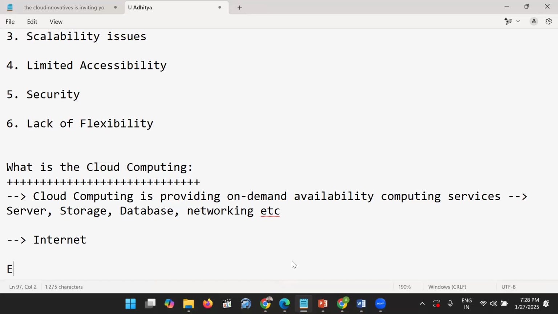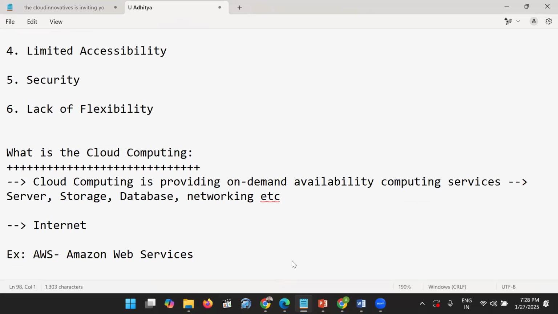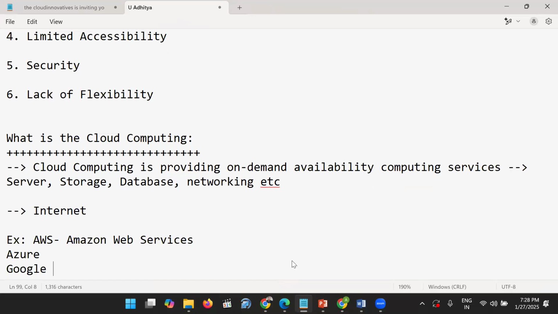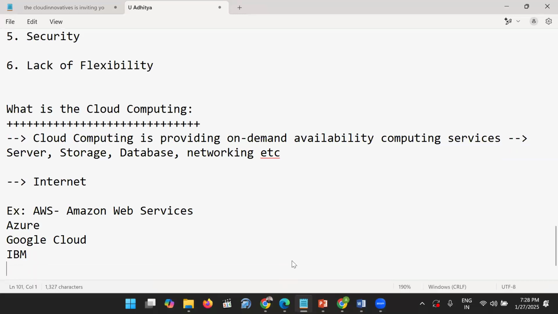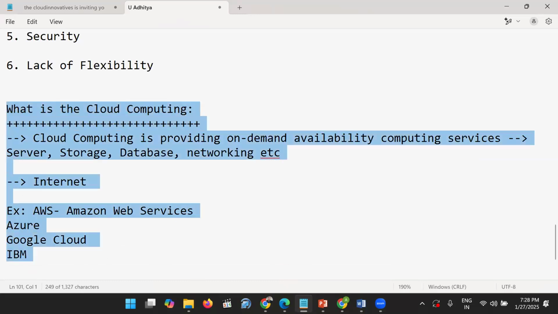Without internet connection, we can't use any services. So the examples for cloud computing, the popular clouds: one is Amazon Web Services, that is the number one cloud service platform globally. Second is Microsoft Azure, then Google Cloud Platform, and IBM. Those are the examples of cloud computing I am representing.